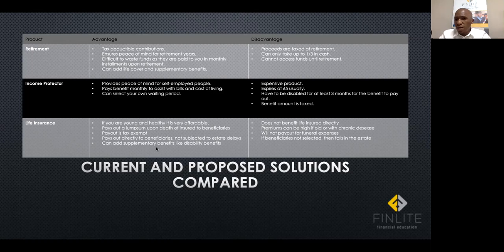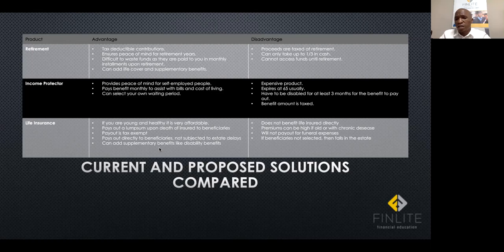If there are complications around the estate, we've heard of estates that take very long, sometimes years, to be wound up because of certain complications. Maybe there are people opposing the will, or whatever the case may be. Then the insurance becomes a good benefit, so that the people who need to benefit are not vulnerable at a particular time. You can add supplementary benefits like a disability benefit, which normally comes at an additional cost. The disadvantage is that it does not benefit the insured directly. It benefits the beneficiaries, and the premiums can be high if you are old or in ill health.